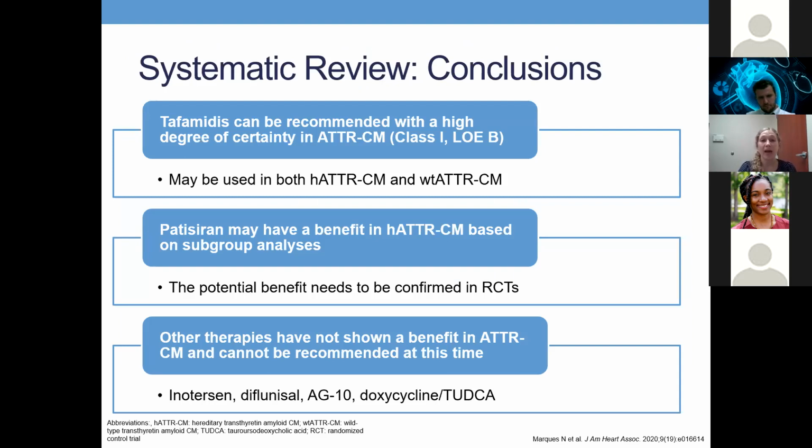And this was mainly driven by the results of the phase 3 randomized control trial ATTRACT, where we saw improvement in cardiovascular hospitalizations and mortality. So because of this, tafamidis can be used for both hereditary and wild type TTR cardiomyopathy. Their second conclusion was that patisiran may have a benefit in patients with hereditary TTR cardiomyopathy based on subgroup analyses. And they saw in these analyses that there was improvement in cardiac biomarkers as well as imaging, in addition to being associated with improved cardiovascular hospitalizations as well as improved mortality.